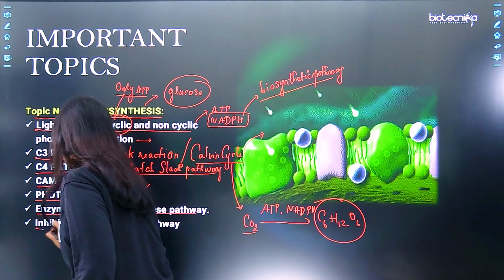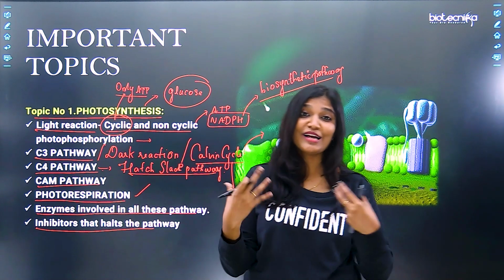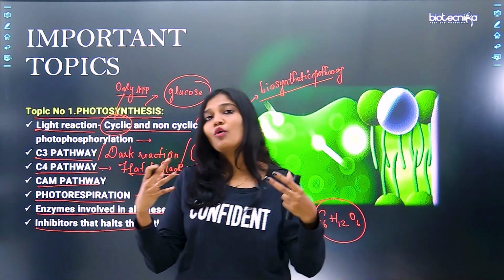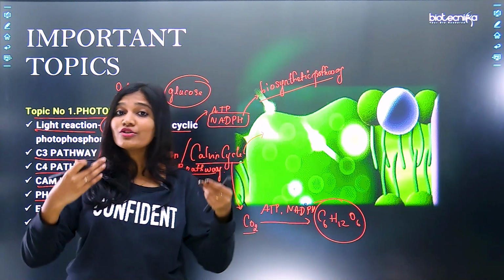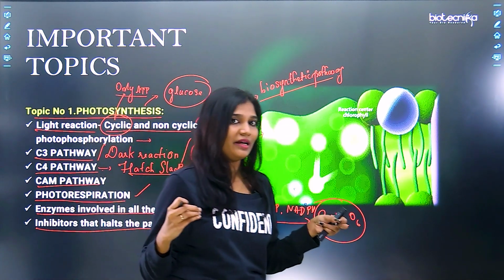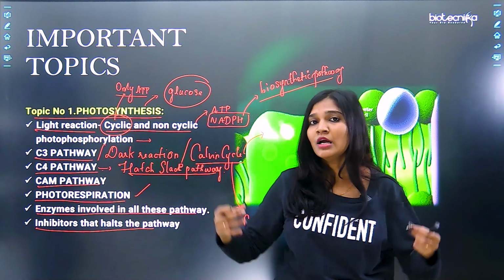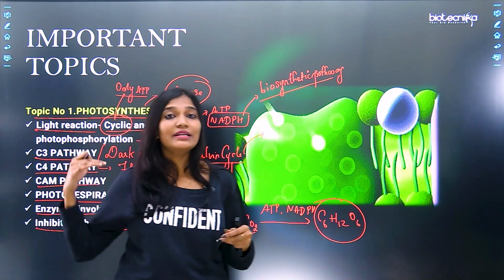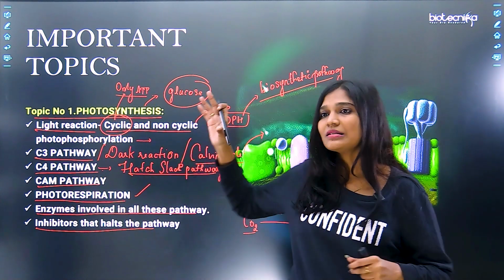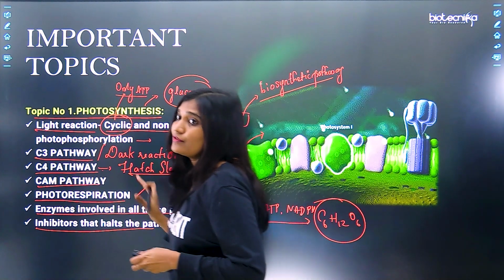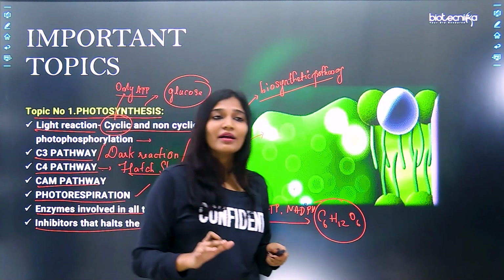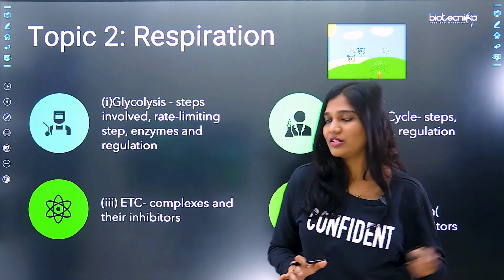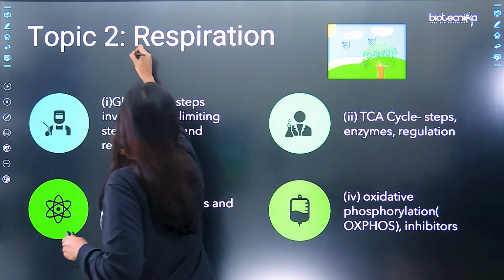Next one. Enzymes are there, but there has to be an inhibitor, right? Yes. So what are the inhibitors that actually prevent the pathway from taking place? In plants, this can also happen, right? So you have to remember what are the inhibitors that halt or prevent all these pathways from taking place. So these are some of the important topics that you have to study in your topic 1, which is going to be photosynthesis. Okay, the next one, respiration.